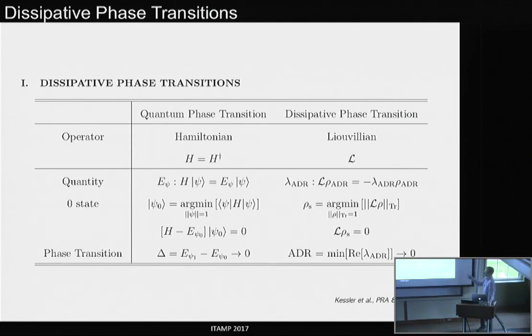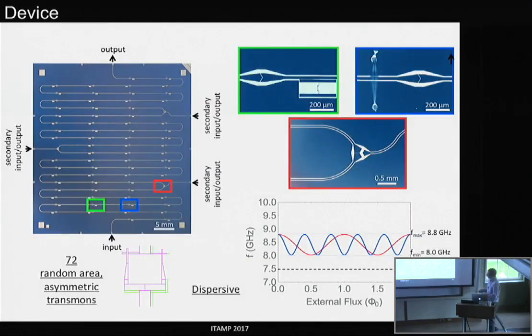In a steady-state or driven dissipative system, you now don't have a Hamiltonian to describe it, but you can write down a Liouvillian, and you can define this asymptotic decay rate, which is the equivalent of a gap. You get a phase transition when the real part of this eigenvalue of the Liouvillian goes to zero. That's essentially when the steady state changes abruptly. So this is what we're going to look for: an abrupt change in the steady-state behavior of the system. Then we're going to extract this asymptotic decay rate from the switching rates in the system as we cross over this phase boundary. So the device looks like this.